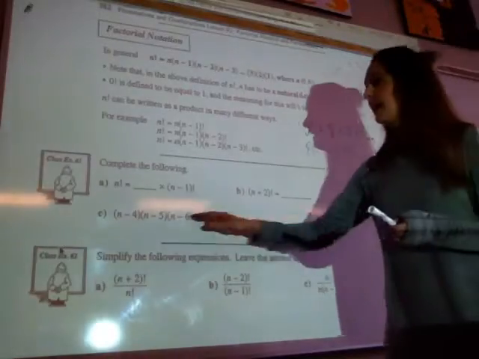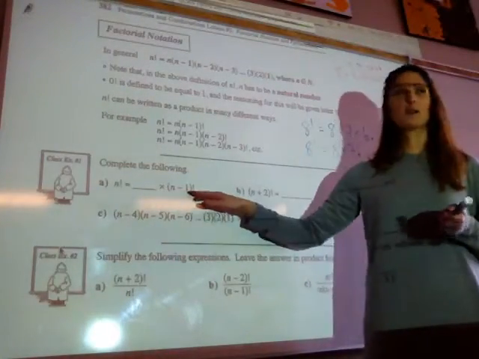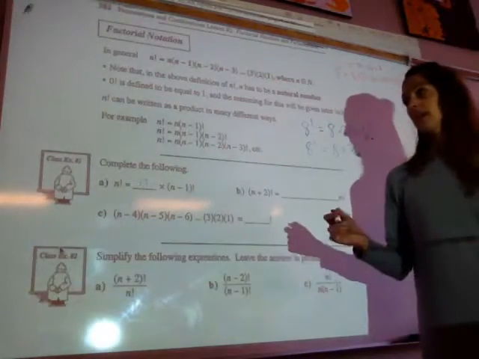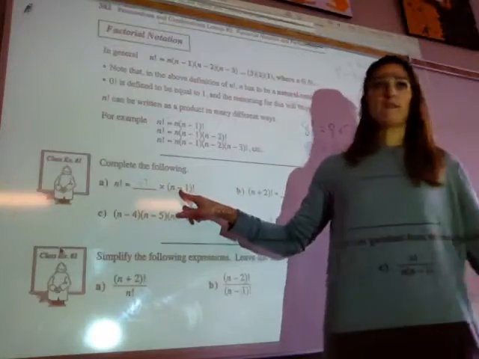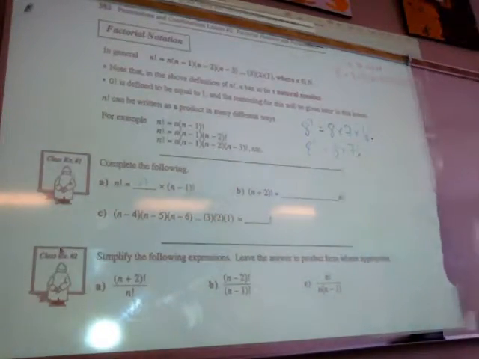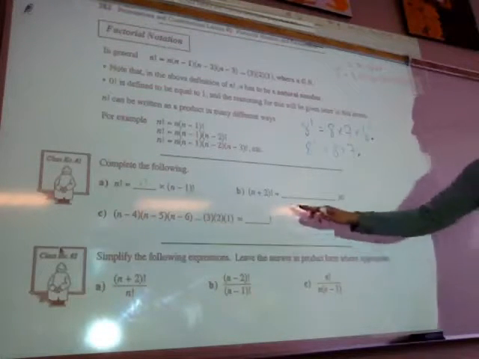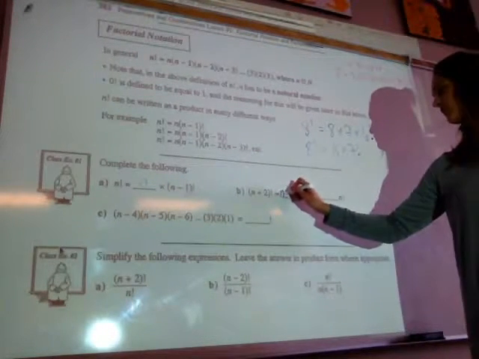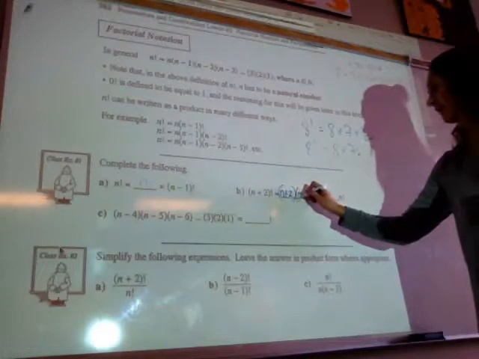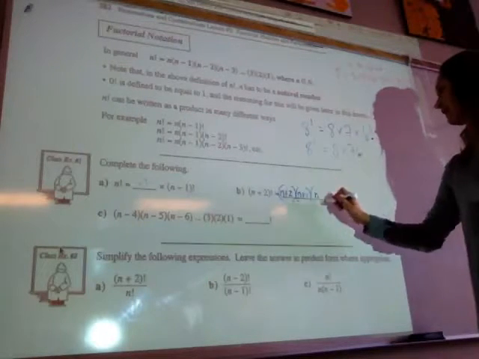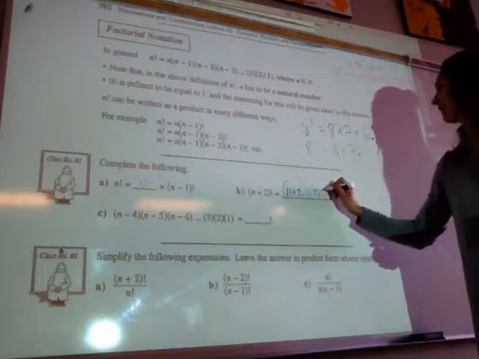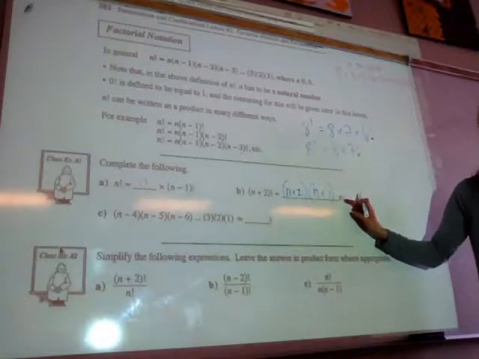So if we had n factorial expanded, we would have n times n minus 1 factorial. 8 factorial is equal to 8 times 7 factorial. That's basically what it's saying. It doesn't have to be 8, it could be any number. n plus 2 factorial is going to start with n plus 2, and then we're going down by 1 each time, so then it will be n plus 1, and then n factorial.